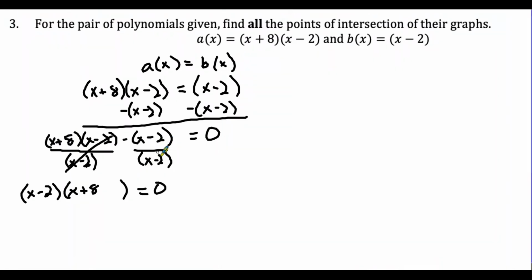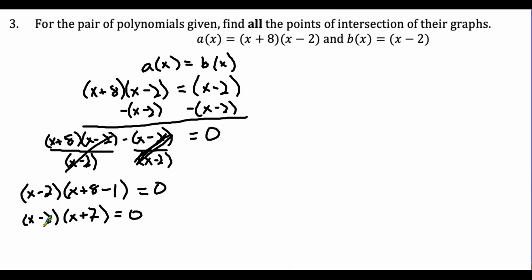Well, over here, x minus 2 over x minus 2, again, just equals 1. So here, this part just becomes minus 1. So I need to include that in my set of parentheses here as well. So I can just combine my like terms here. X plus 8 minus 1 would just become x plus 7. And now I can set each of these factors equal to 0.